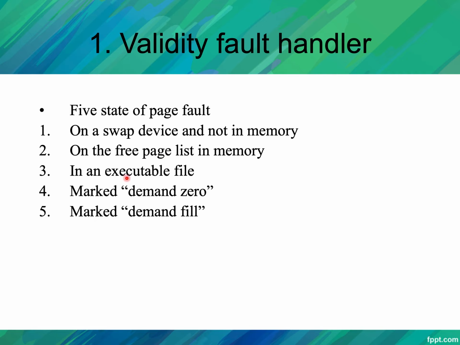And when it is in an executable file, the executable file has to be loaded, only then we can access a particular page, then marked as demand 0 and marked as demand fill. So demand 0 and demand fill are the initial steps whenever we are initializing a working set. For example, if the working set window size is 5, so 5 pages can be loaded. So demand 0 means initially that particular window size will be set as 0. There are no pages loaded into the working set window.